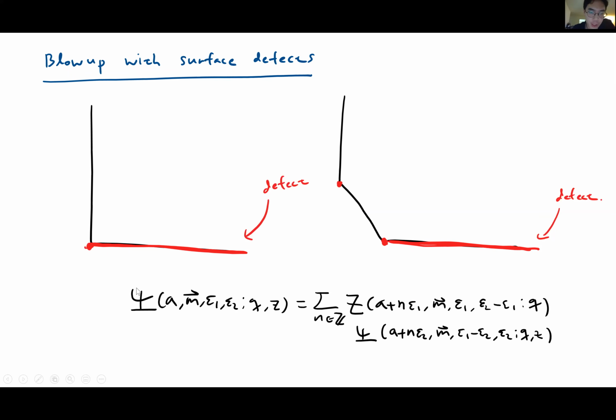The surface defect partition function, which is the left-hand side, the left part of the picture, is equated with the right part of the picture, which is a sum over integers because of the fluxes along P1. And the contribution from the north pole is just Z, the partition function without the surface defect, because as you can see here, locally around the north pole, you don't see the surface defect. But locally around the south pole, you see the surface defect. So the south pole contribution is psi. So this is the new blow-up formula with the surface defect.